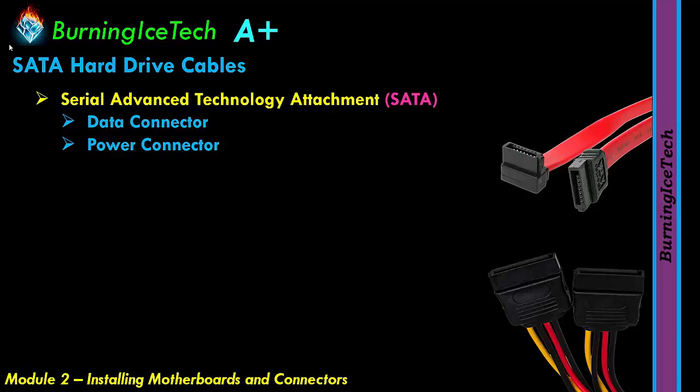The other end of the power cable is going to be coming from your power supply unit, PSU for short. So from the power supply, the power cable plugs into the hard drive, and then the second cable plugs into the hard drive, which is your data cable, and the other end of that cable plugs into the motherboard. Pretty straightforward.